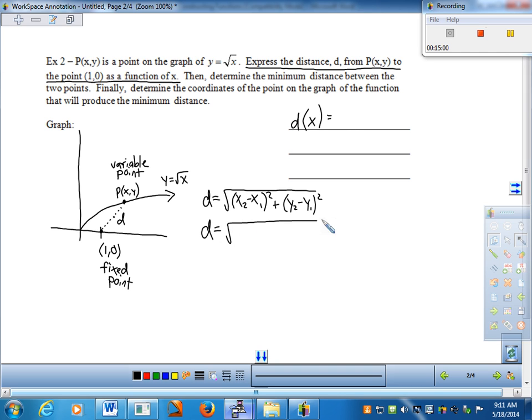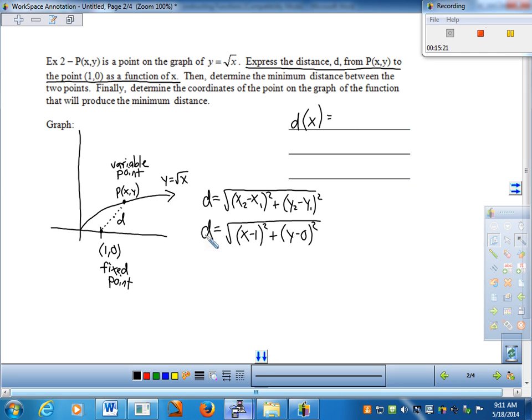Distance between these 2 points, one more time, (x2 minus x1) squared, so (x minus 1) squared, and then plus, and then it looks like (y2 minus y1) squared. So of course, (y minus 0) squared. Theoretically, the order doesn't matter. I think this is actually probably the cleanest approach, though. And that looks great.